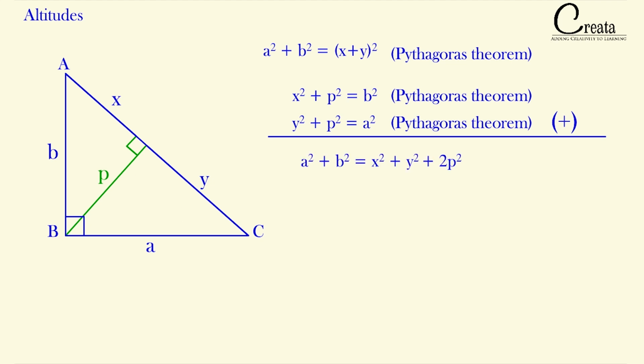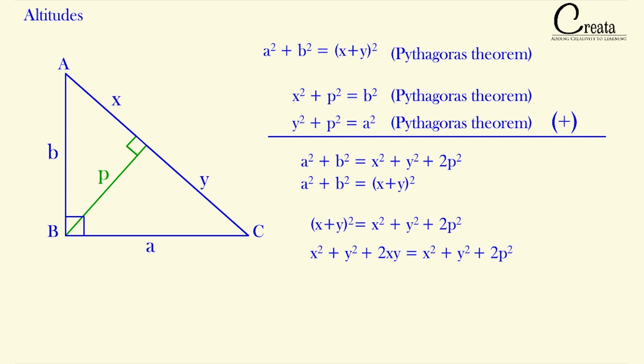We get a square plus b square is equal to x square plus y square plus 2p square. And just now we have seen that a square plus b square is equal to (x plus y) whole square. Let's replace the terms. On replacing and solving, we get 2xy is equal to 2p square. On solving for p, we get p is equal to root of xy. p, that is the length of the altitude, and x and y are the two segments of the hypotenuse that has been divided by the altitude p.